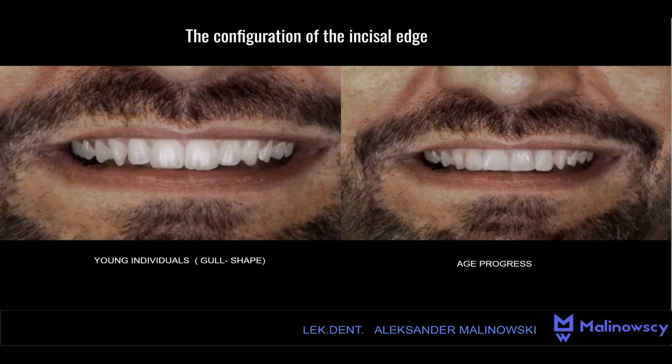In younger individuals, we can consider making the gull-wing smile line. It's characterized by the incisal edges of the central incisors being distinctly longer than those of the lateral incisors, creating a gentle curvature that resembles the wings of a gull. This shape adds a youthful and dynamic character to the smile. In older ones, we should consider other shapes.